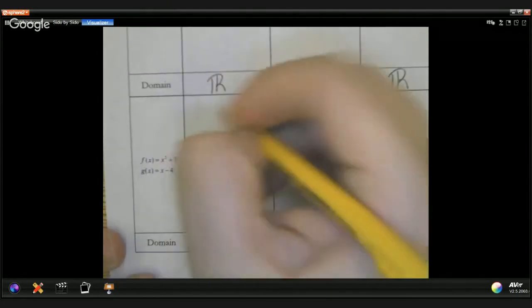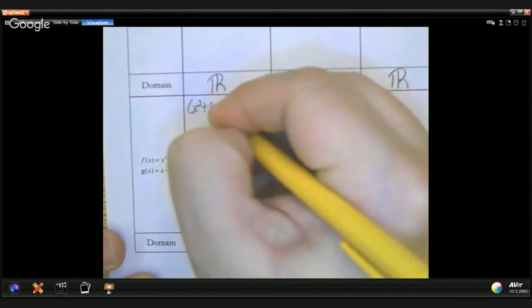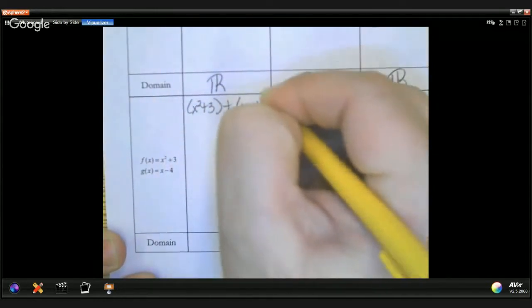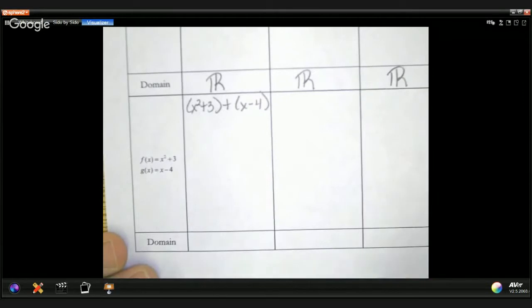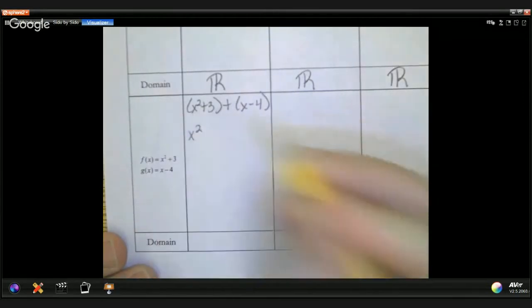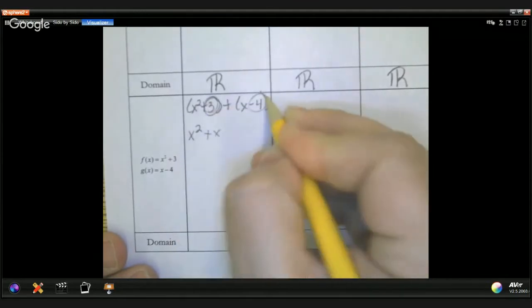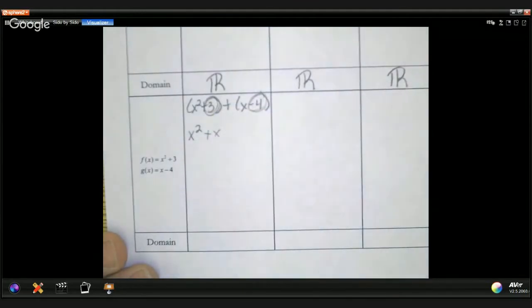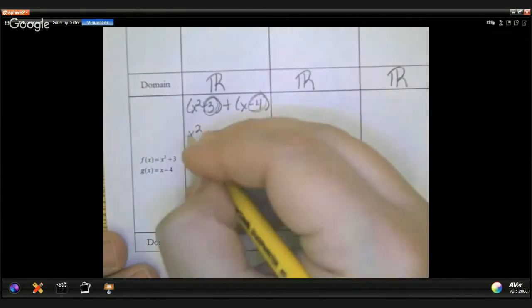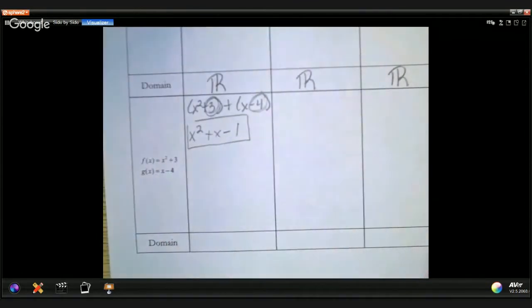So you should have done f of x, which is x squared plus 3, plus x minus 4. The only thing that can go with x squared is x squared, and the only thing that can go with x is x. But this is what can actually combine: a 3 and a negative 4, which is a negative 1. So when I add those two, I get x squared plus x minus 1. This is a regular problem. There's not a radical and there's not a dividing. So my domain is all reals.